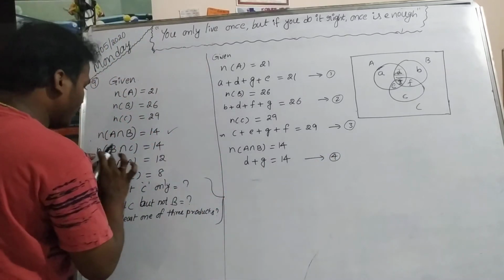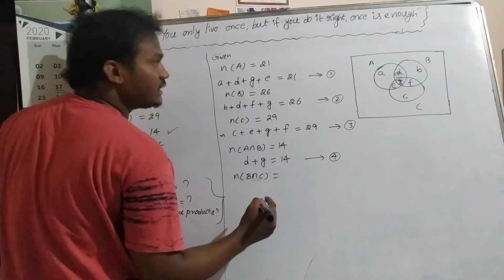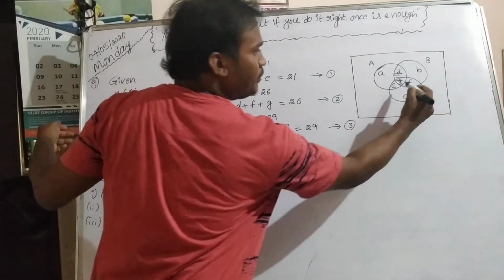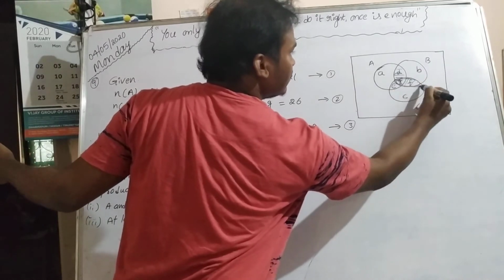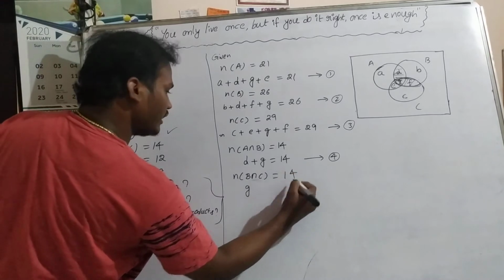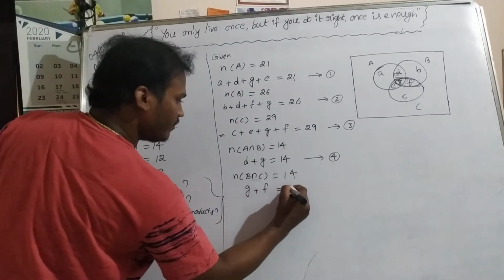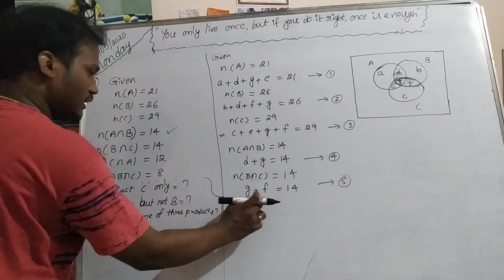Okay, now N of B intersection C. Can you see B intersection C? B and C. This whole thing is B intersection C. G plus F. How many are there? 14 only. G plus F is equal to 14. This is equation 5. Okay. Now G plus F is 14.